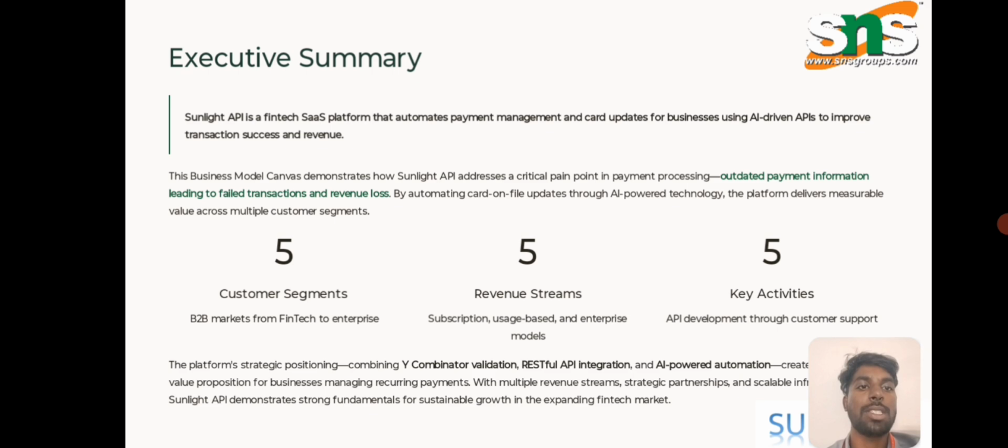The platform is strategically positioned by combining Y Combinator validation, RESTful API integration, and AI-powered technology into a value proposition for businesses managing and regulating payments, with multiple revenue streams and strategic partnerships for scalability. Sunlight API demonstrates strong fundamentals for sustainable growth in the expanding fintech market.